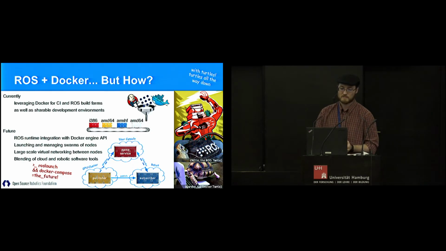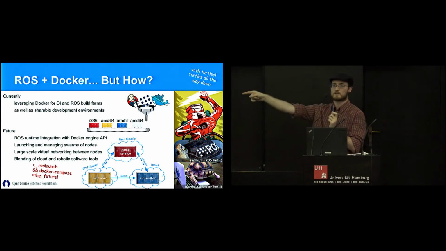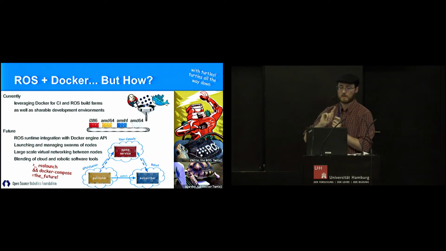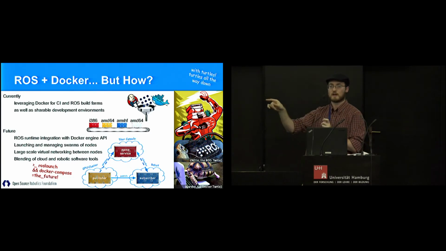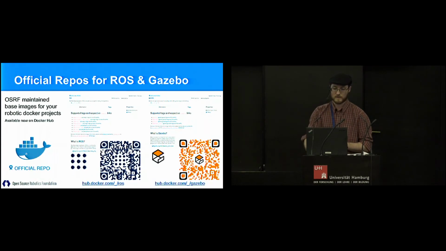Future ways I see this being used is maybe integrating ROS launch with the Docker API so that ROS launch spins up a new container for every ROS node. Also connecting it where, just like with Docker, we can point the Docker CLI to a Docker swarm, we could point maybe a ROS launch to a container swarm of ROS nodes. And so that's also using some of the virtual networking layer.